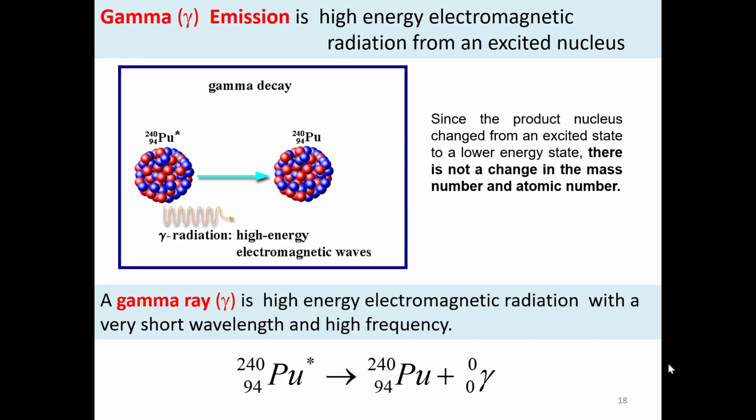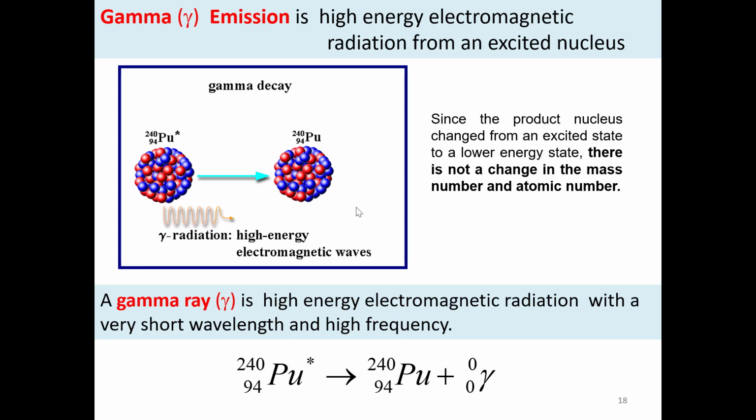The other reaction we are going to study is gamma emission, which is high energy electromagnetic radiation from an excited nucleus. To represent a gamma emission, we will use the Greek letter gamma, and in the nuclear symbol, both the mass number and atomic number are 0, because gamma is just energy. Since the nucleus changes from an excited state to a lower state of energy, there is no change in the mass number or atomic number of the isotope.